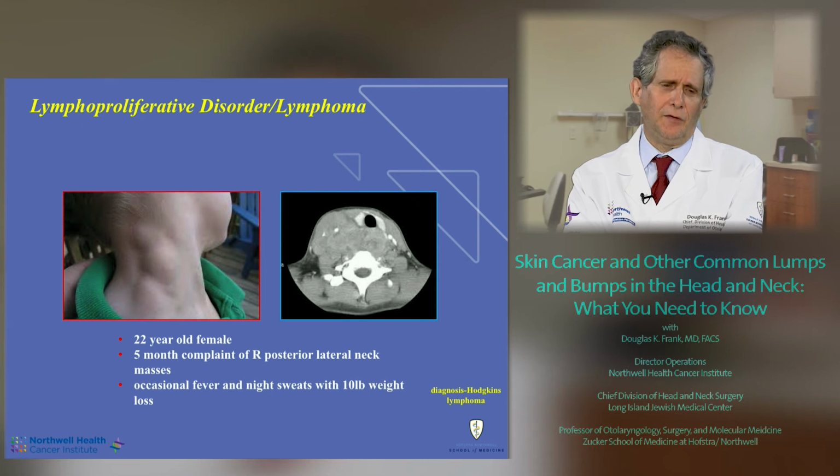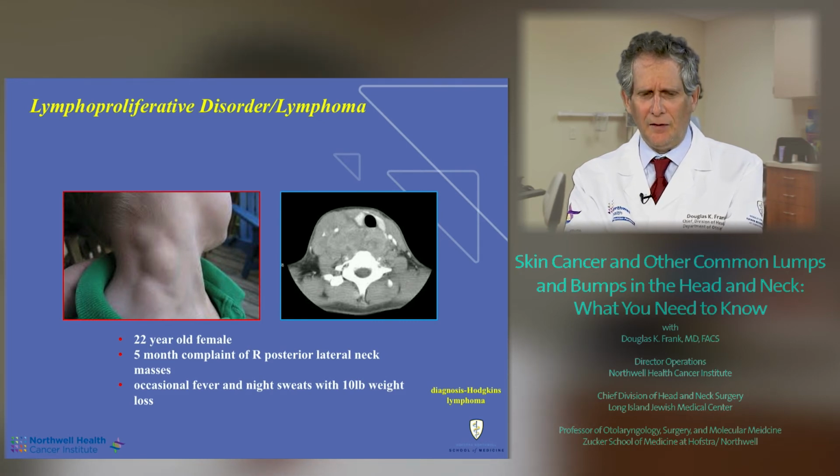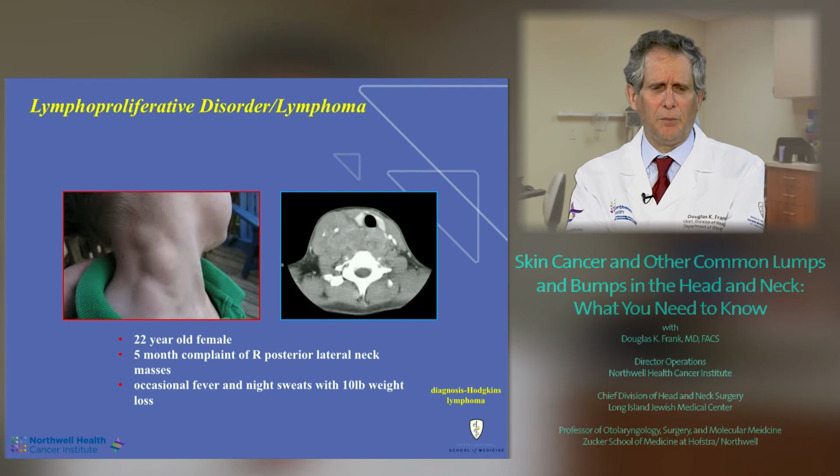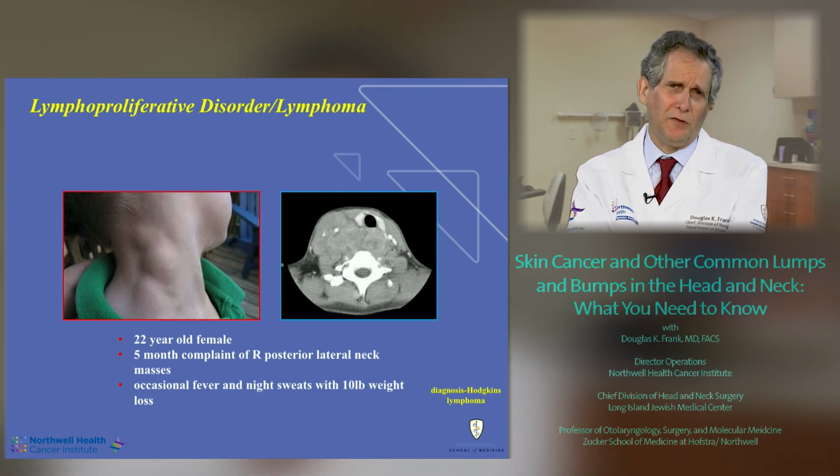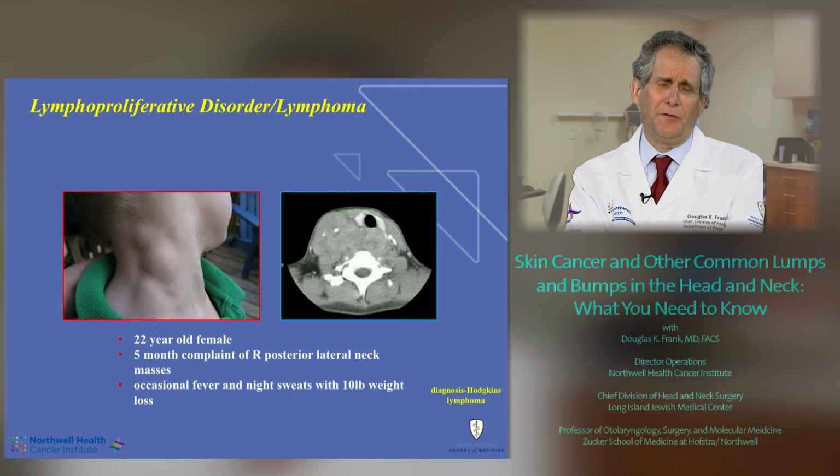And in this image right here, we show a young patient with multi-level lumps in the side part of the neck. This was a young female. She had a 5-month complaint of multiple masses in the posterior and side part of her neck. She had occasional fever and some night sweats, and she had a 10-pound weight loss. And often with this history and these physical findings, someone in my field would immediately be suspicious of either an inflammatory condition or a lymphoproliferative disorder, and in her age group, specifically Hodgkin's disease.